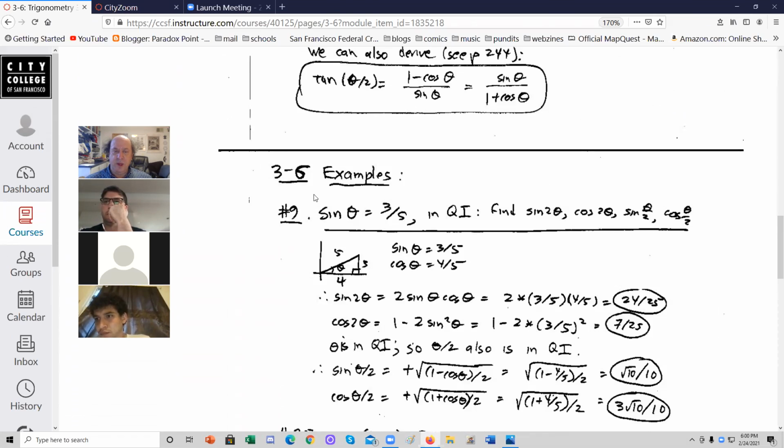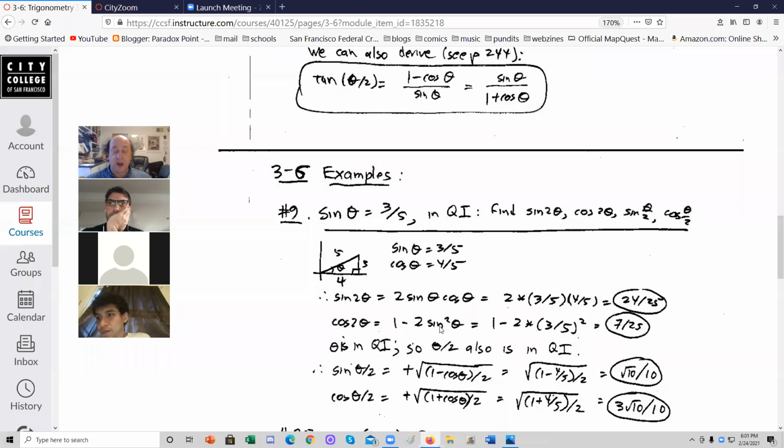So suppose sine theta is 3/5 and it's in quadrant 1. So here we are, like this. Fine. Sine of twice the angle, cosine of twice the angle, sine of half the angle, cosine of half the angle. If this is the triangle, then sine is 3/5 and cosine is 4/5. We need to know both of these to use the double angle formula. Sine of 2 theta is 2 sine theta cos theta, so it'll be 2 times 3/5 times 4/5. And this equals, after some multiplication, 24/25. Cosine of 2 theta, we can write it in terms of sine.